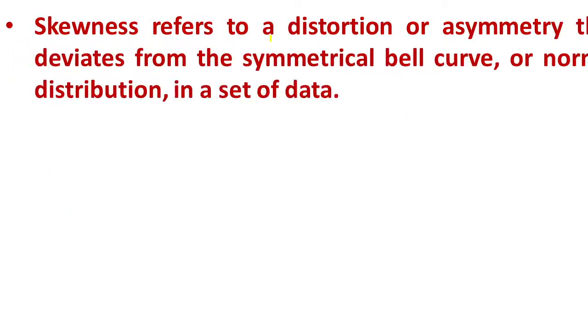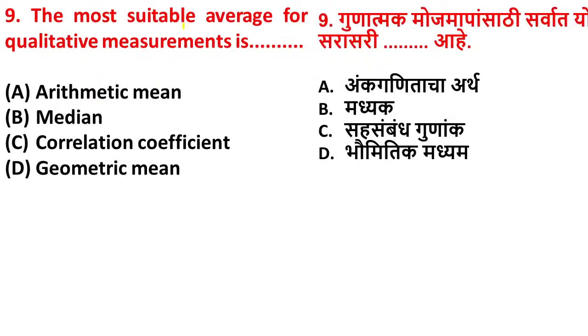Yes, skewness refers to a distortion or asymmetry that deviates from the symmetrical bell curve or normal distribution. Question number 9. The most suitable average for qualitative measurement is: Option A, arithmetic mean. Option B, median. Option C, correlation coefficient. Option D, geometric mean.